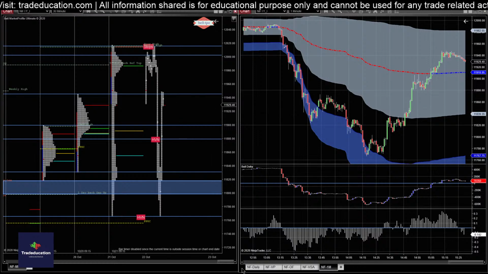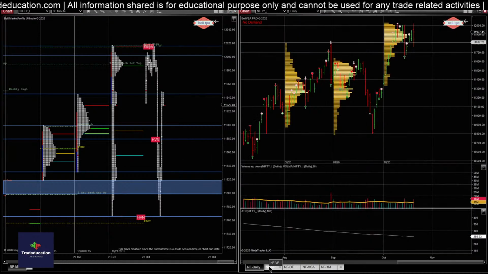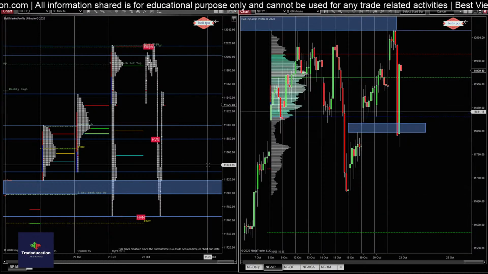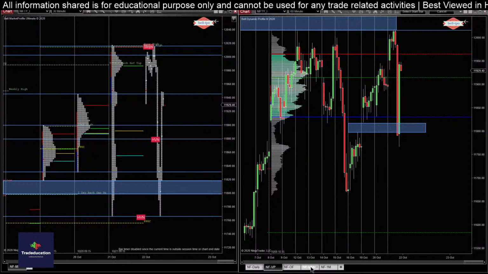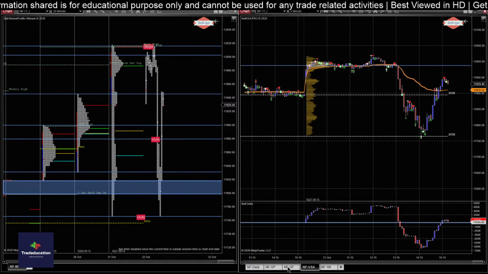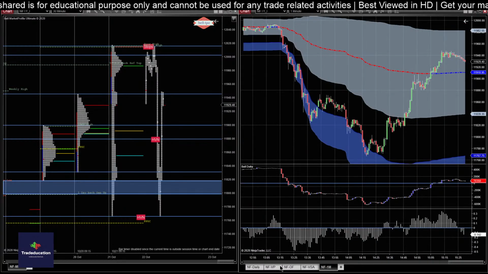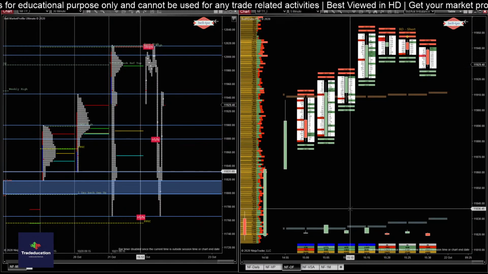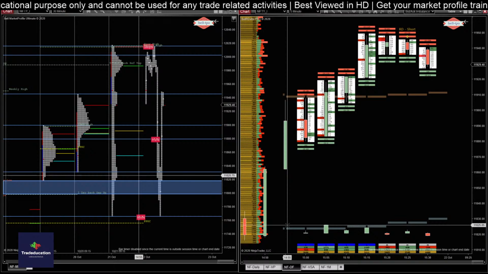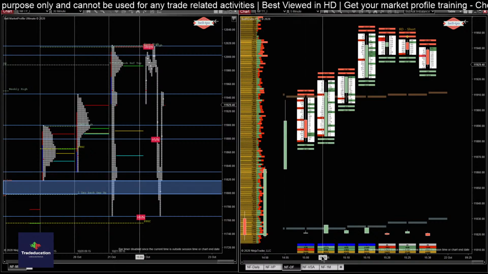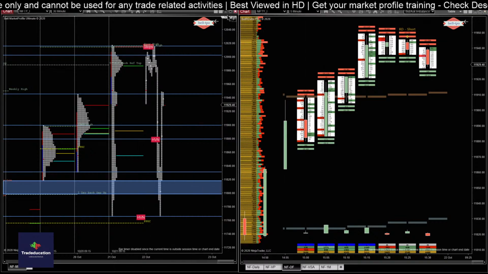On the left is the macro level. The daily chart is a macro level, volume profile is a macro level, market profile is a macro level. VSA, order flow, and the 1 minute chart are the micro level charts. So this is the combination of how I use the market profile analysis. Now coming to yesterday's auction.